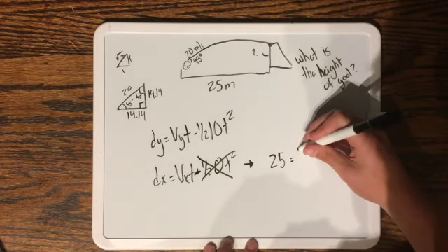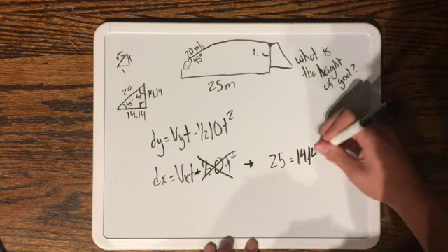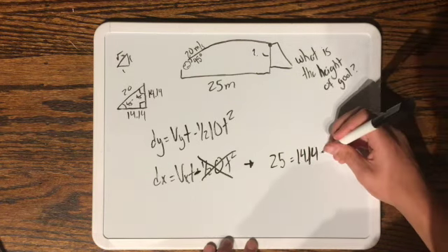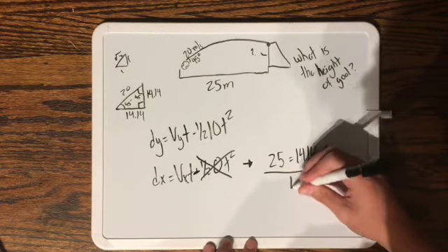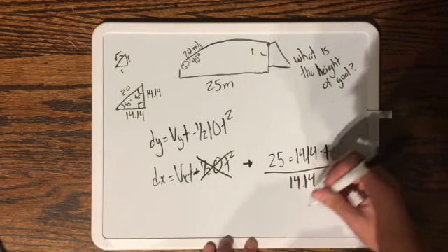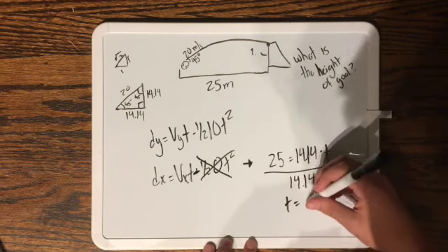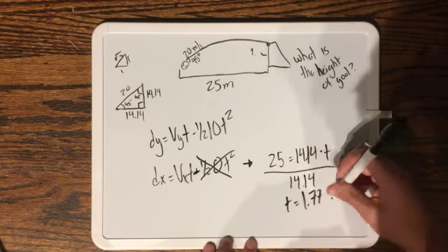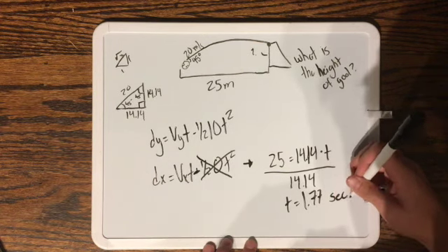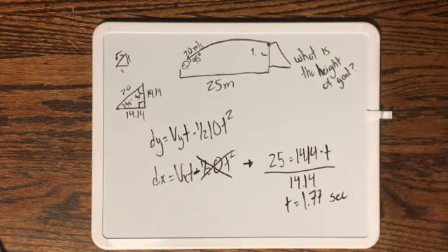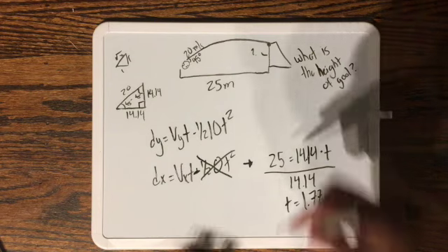In order to plug in these values, you use 25 for the distance of x, since that is the range, is equal to 14.14 because that is the velocity in which the ball travels, and then times the time in order to figure out how long it takes for the ball to go the 25 meters and go into the goal.